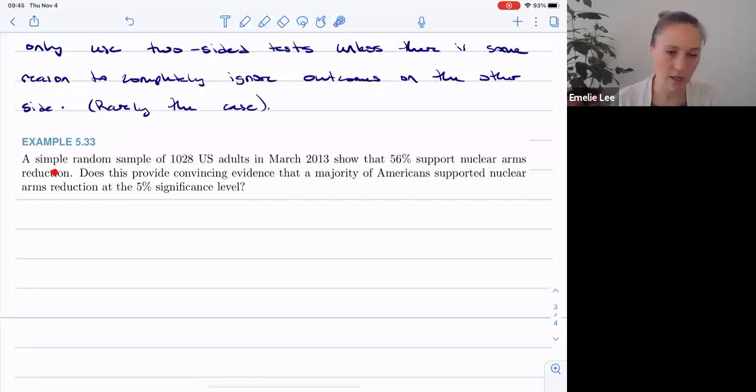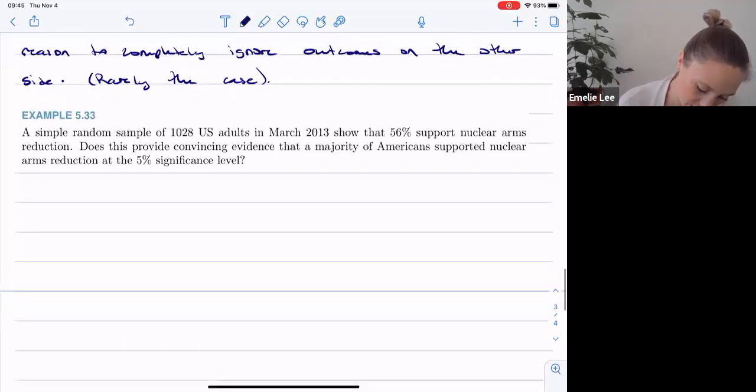Okay, so if we want to solve this example: a simple random sample of 1,028 US adults in March 2013 show that 56% support nuclear arms reduction. Does this provide convincing evidence that a majority of Americans supported nuclear arms reduction at the 5% significance level? So this is one of those cases where we have to understand what a majority means in terms of a proportion. So a majority is more than 50%.